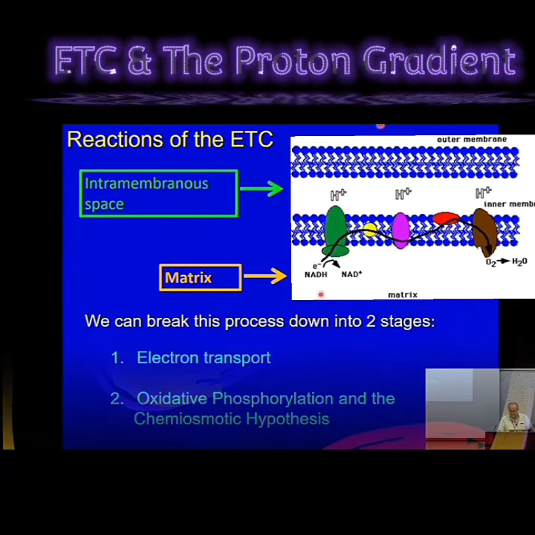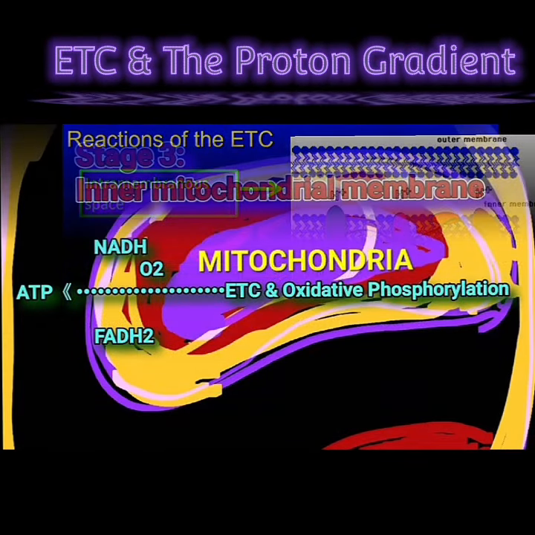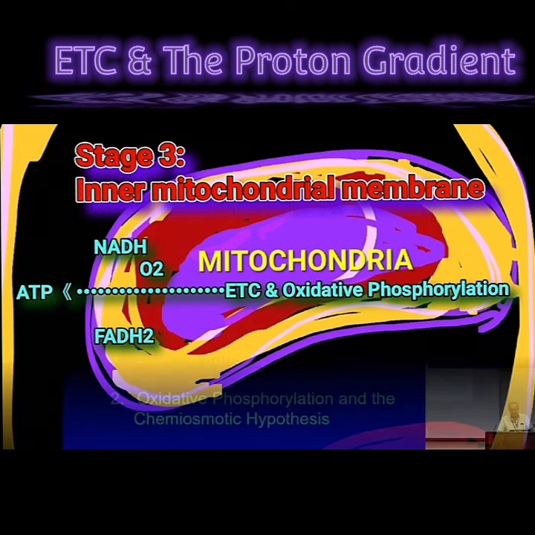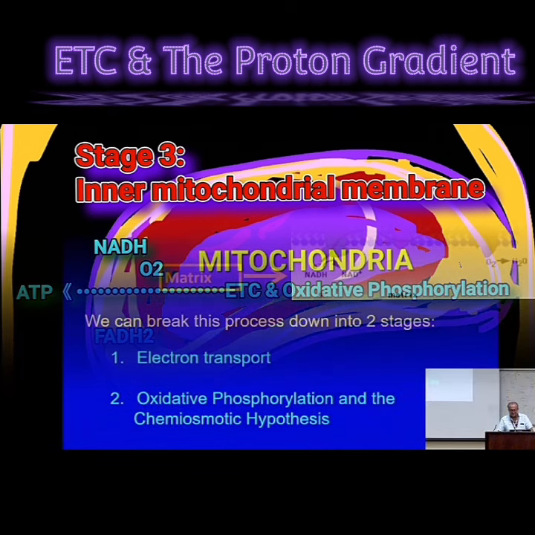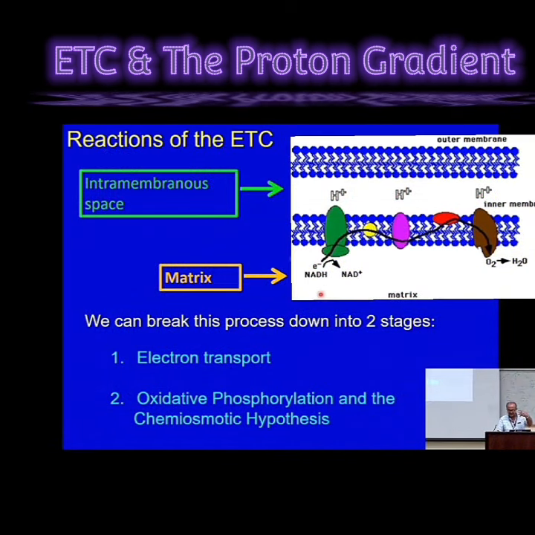Really, this process is subdivided into essentially two stages. The first stage is electron transport, and that means you are passing electrons from one molecule to an acceptor molecule and then moving it along until you eventually give it to oxygen. Okay? So all of that is occurring.